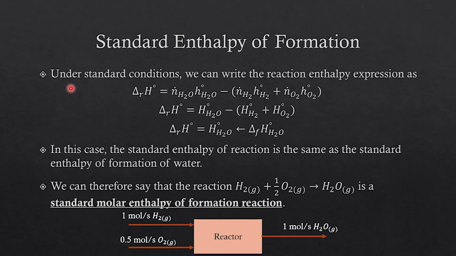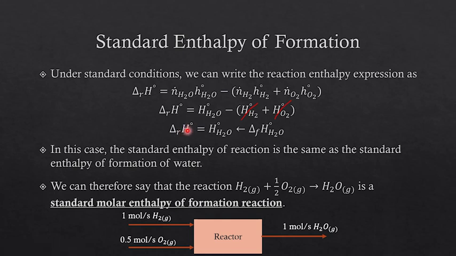Now, let us consider what happens if we are under standard conditions. That is, we are at 25 degrees Celsius and 1 bar. We can write our derived equation in terms of the standard enthalpy values. We have the standard enthalpy of reaction is equal to the standard enthalpy of water minus the standard enthalpy of hydrogen plus the standard enthalpy of oxygen. As we have mentioned earlier, the standard enthalpy of the pure elements at the standard state is equal to their standard enthalpy of formation, and the standard enthalpy of formation is 0 for pure elements at their standard state.